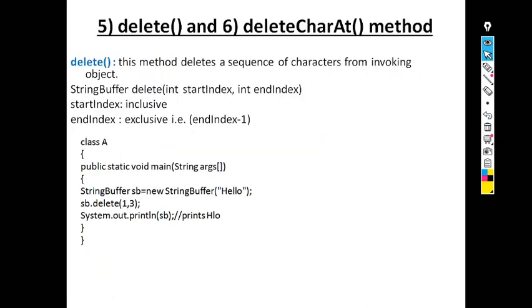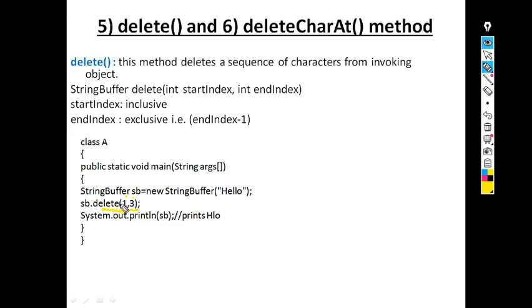Now the next methods are delete and deleteCharAt. The delete method deletes a sequence of characters, and you have to pass the start index and end index to this method. So you can see I have written StringBuffer sb equals new StringBuffer hello, and I have written sb.delete(1, 3). This 1 is your start index and this 3 is your end index. And remember that I told you the start index is inclusive and the end index is exclusive. Exclusive means you have to do end index minus 1.